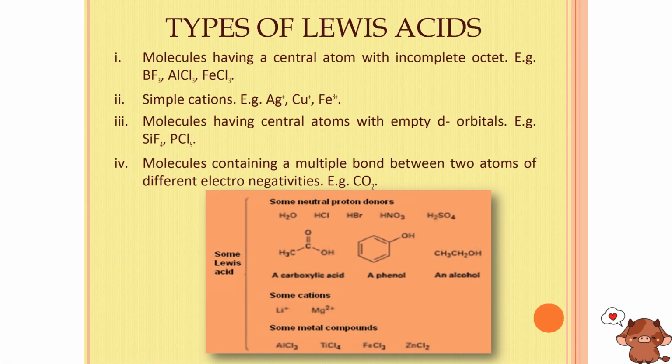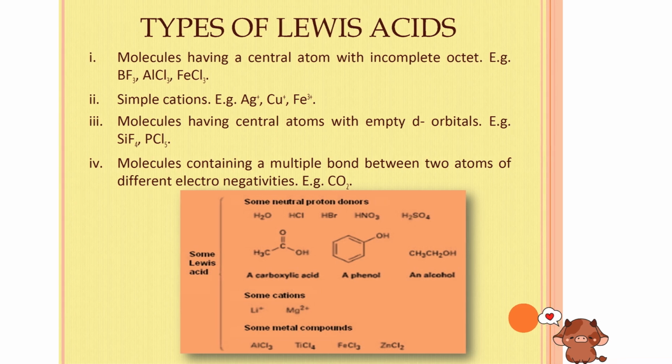Types of Lewis acids include molecules with a central atom having an incomplete octet, like BF3 or aluminum chloride. Simple cations like Ag⁺ or Cu²⁺. Molecules with empty d orbitals, like silicon fluoride or phosphorus pentachloride. Molecules with multiple bonds between atoms of different electronegativities, like carbon dioxide.